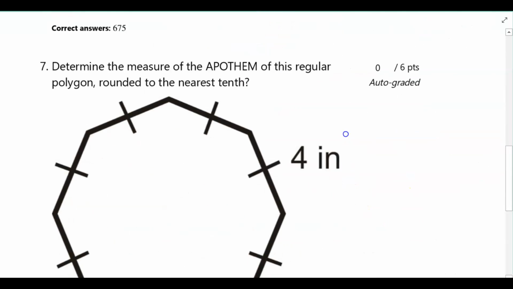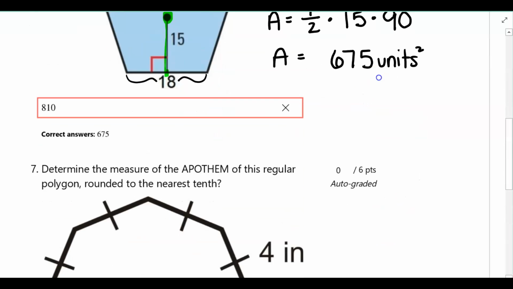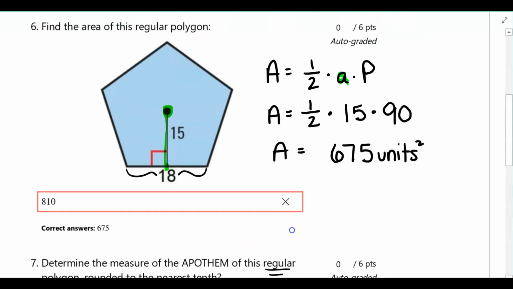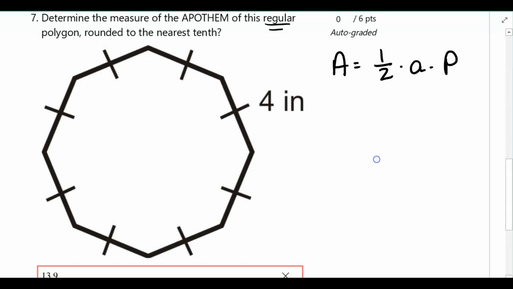Okay, next, number 7. It's the area of a regular polygon again. Not only do they tell me that it's regular, but they marked up that all the sides were congruent. So we're going to use that 1/2 times the apothem times the perimeter again. Now, this time they didn't give me the apothem and a side measure like in number 6. They just gave me a side measure, which means I can at least find the perimeter.